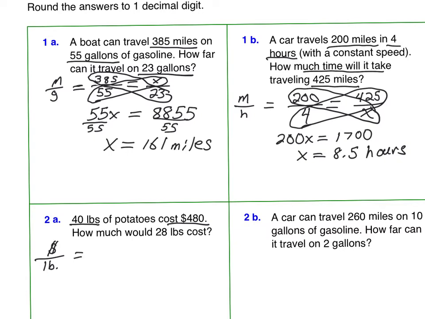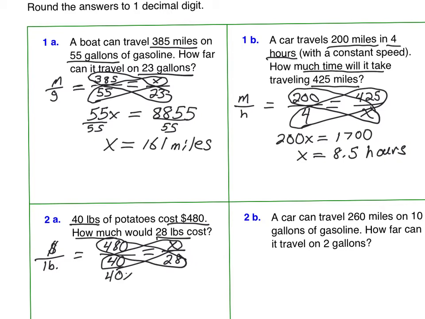Okay, so we take the money, 480, and we divide it by 40. 480 divided by 40. Oh, we don't want to divide yet. That would be our unit rate. And instead, we want 28 pounds. We want to know how much would 28 pounds cost. There's my variable. Cross multiply.